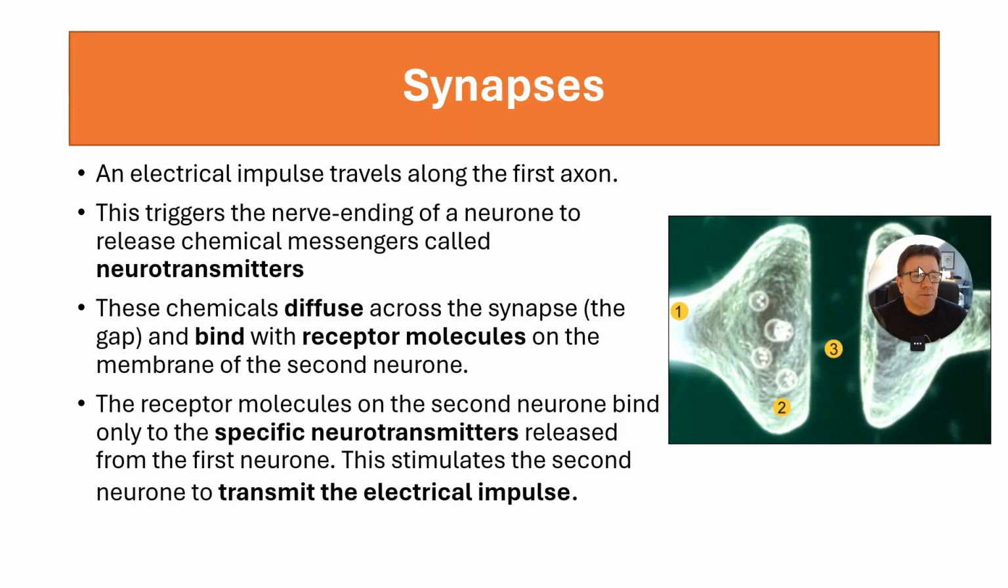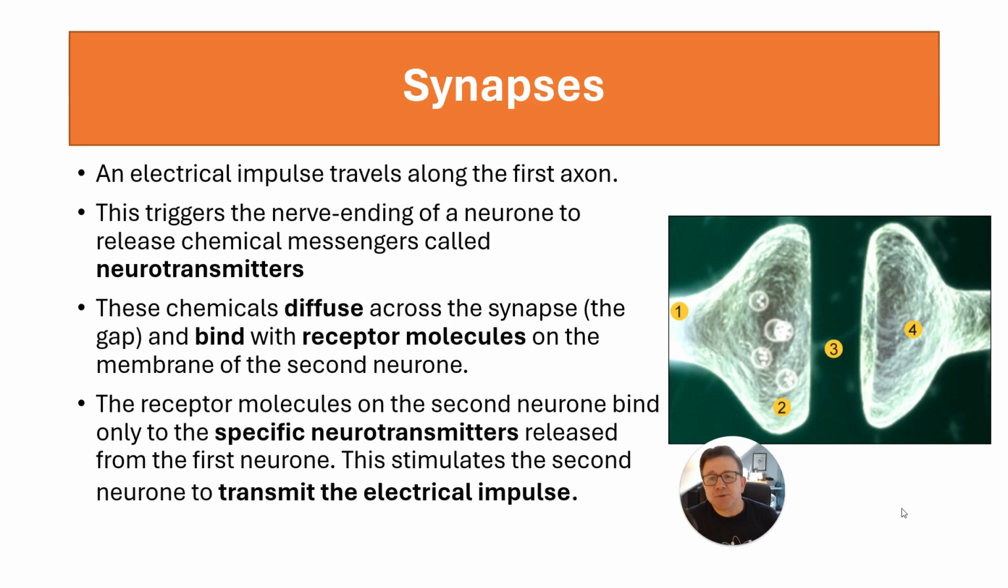Synapses. If you're doing foundation tier, you do need to know what a synapse is, but you don't need to know the full whack of how they work. Higher tier students, obviously it's an electrical impulse. Remember, it's not a message, it's an electrical impulse. It travels to the first part of the first axon. This triggers the nerve ending of a neuron to release the chemical messengers called neurotransmitters.